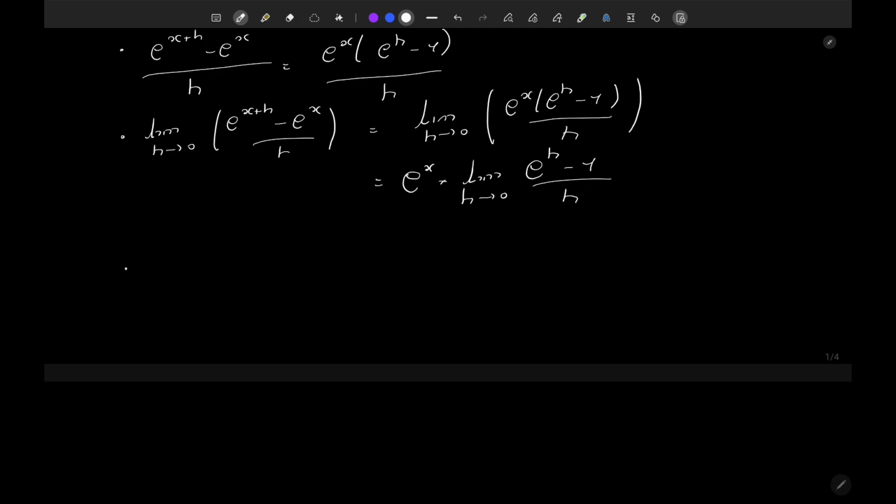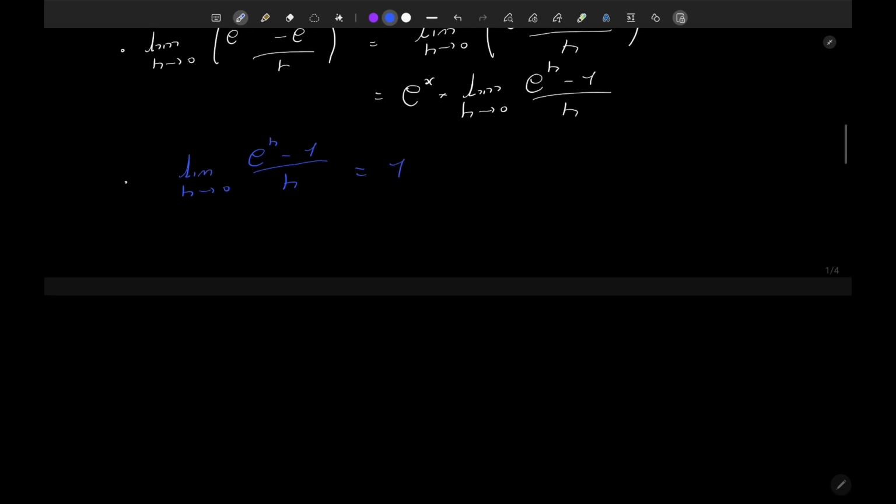It is good to note that the limit as h tends to 0 of e to the h minus 1 on h is a standard limit which gives us 1. I'm not going to explain or derive this limit here, but this might be done in a further video. So we are just going to use the limit as it is.